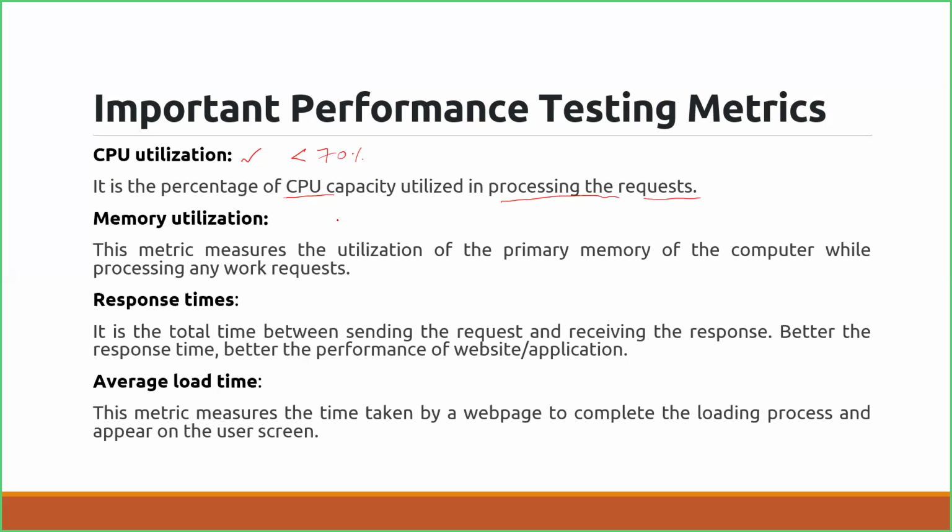So always the CPU and memory utilization should be less than 70% or 60%, something like that, right? There are some standard values that we need to follow. I'll provide you one document wherein we have all the metrics along with some standard values.